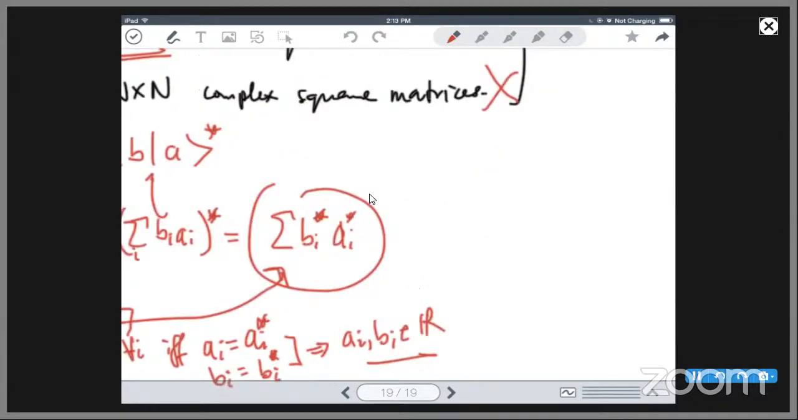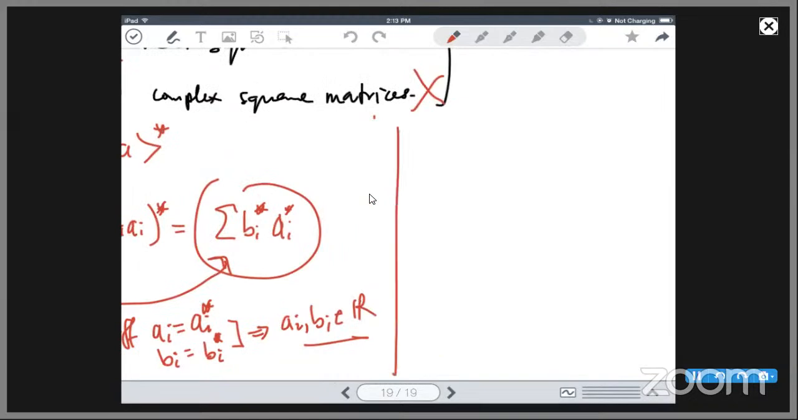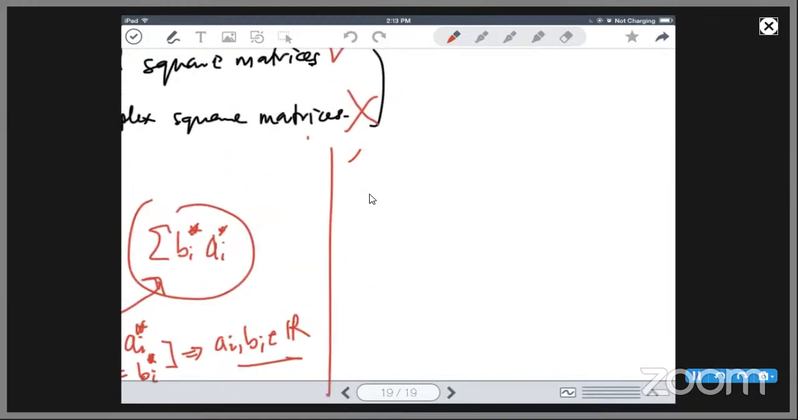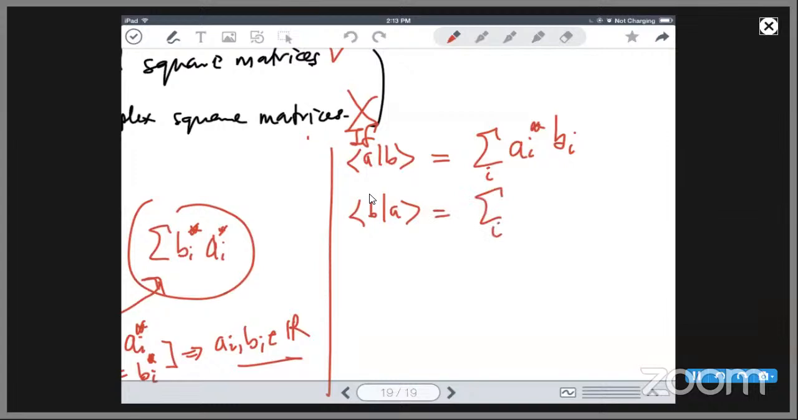So you see that if instead we define AB, so this is a new definition, as sum over I, AI star, BI, then you can see that if you do BA, it will be sum over I, BI star, okay, so I follow the same rule, and this is AI.